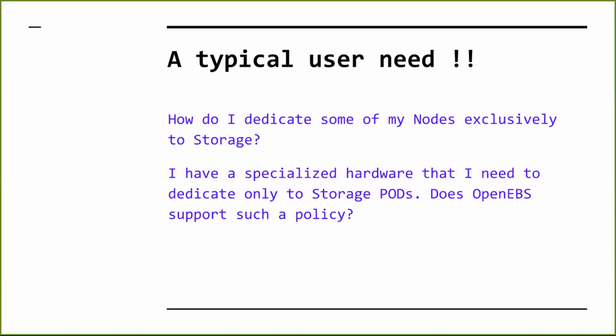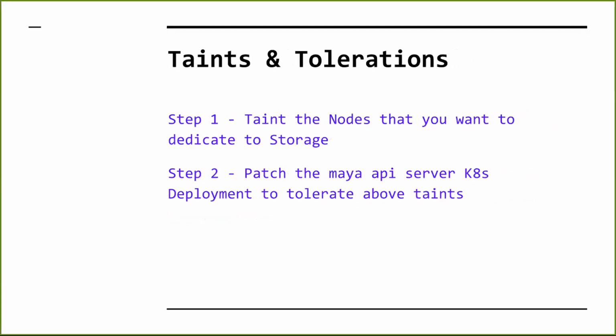Because OpenEBS is an extension to Kubernetes and runs on Kubernetes in the form of pods, this is an easy thing to do. All the user needs to do is follow the taints and tolerations policies of Kubernetes. For this example, the user can go ahead and taint the nodes that they want to dedicate for storage. That is step one. Once they do that, step two would be to patch Maya API server.